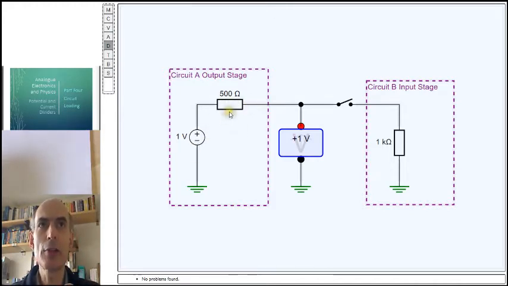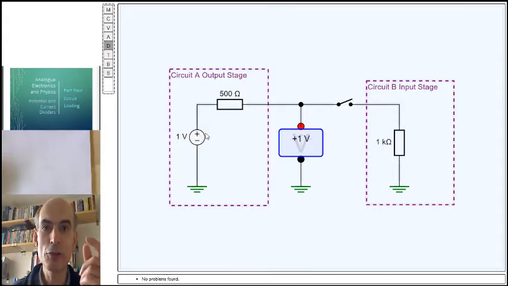Other circuits have an inherent resistance there just due to the way they are manufactured. And I'm thinking here of things like microphones or electric guitars, where the voltage is produced by a transducer that has an inherent resistance in it.